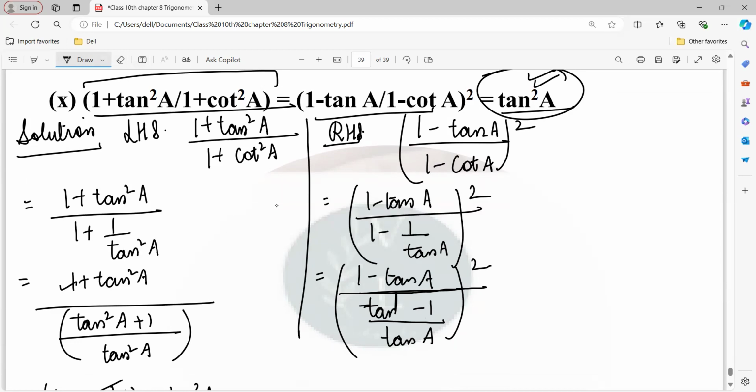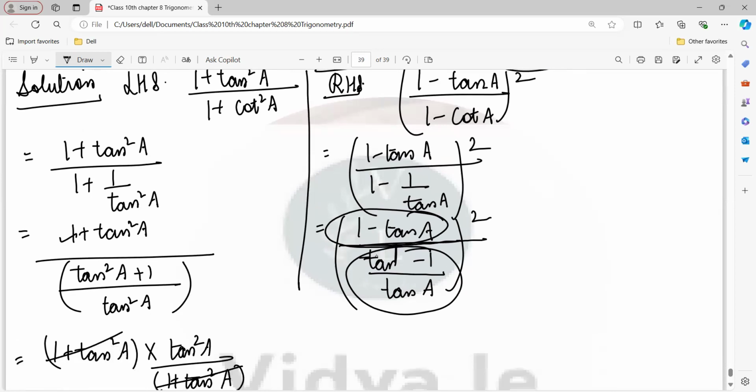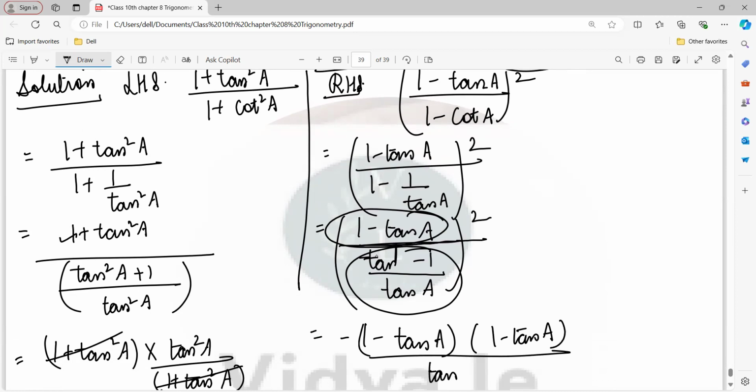Now, herein again, this term is dividing with this term. So we'll multiply, and for the multiplication, we'll take the reciprocal. So 1 minus tan A into, if I take the minus sign common, we'll write minus here, 1 minus tan A upon tan A. Sorry, it will be the reciprocal. So it will be tan A upon 1 minus tan A.